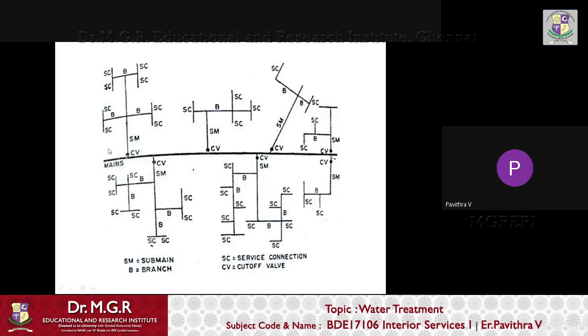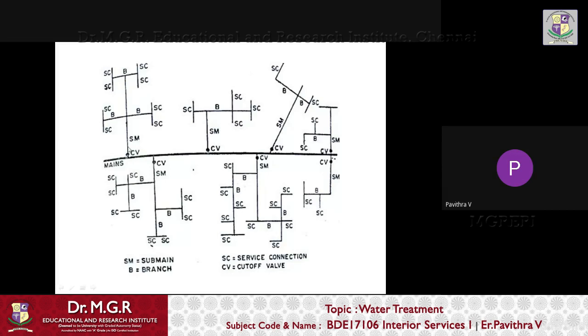So I will explain once again. First, we are going to lay the main from the middle. So only one branch, if you could draw, that is also fair enough. First, from the exam point of view, you are supposed to draw the full diagram. So main, which has been subdivided into submain. After that, it has been divided into branch, then service connections.